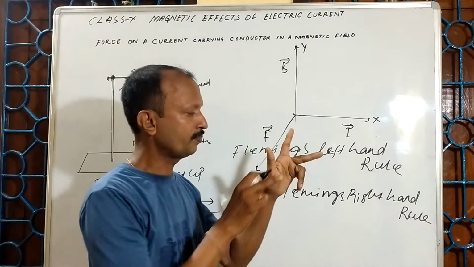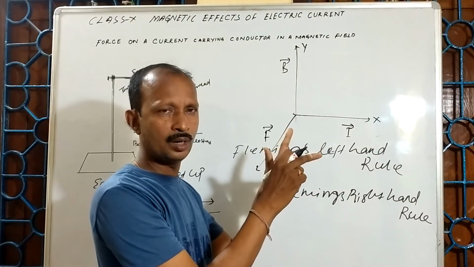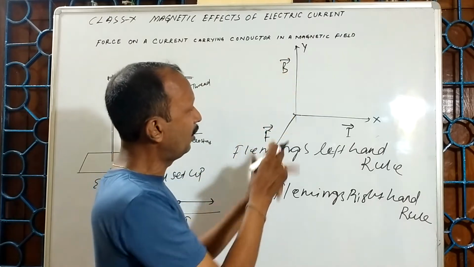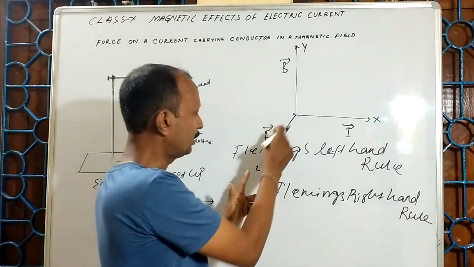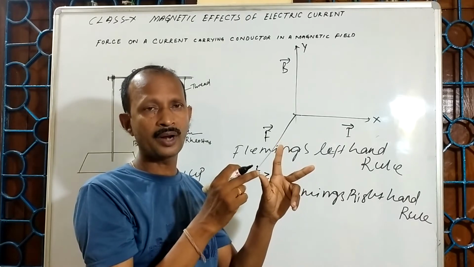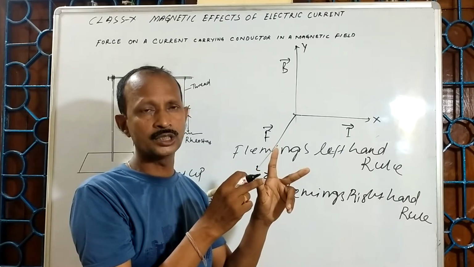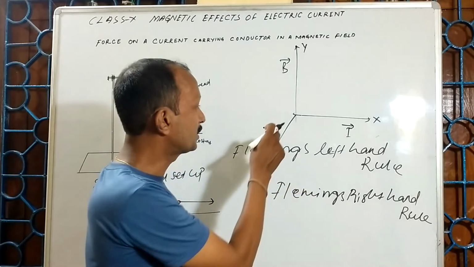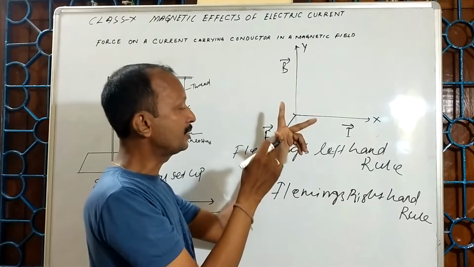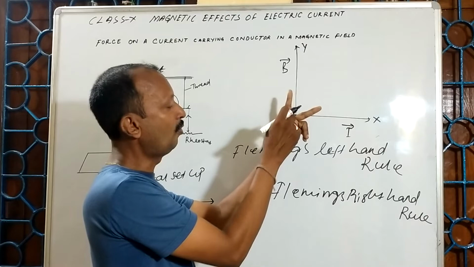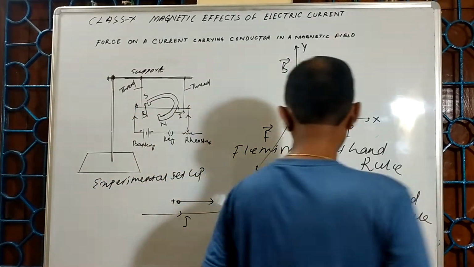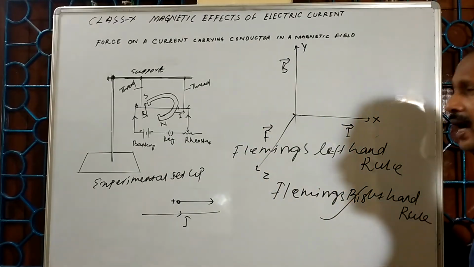So in this case, if the central finger shows the direction of the current, the forefinger shows the direction of the magnetic field, then the thumb shows the direction of the force, or I can say the direction in which the conductor moves. In this case, the conductor moves normal to the paper, or I can say the direction of the force is outward.